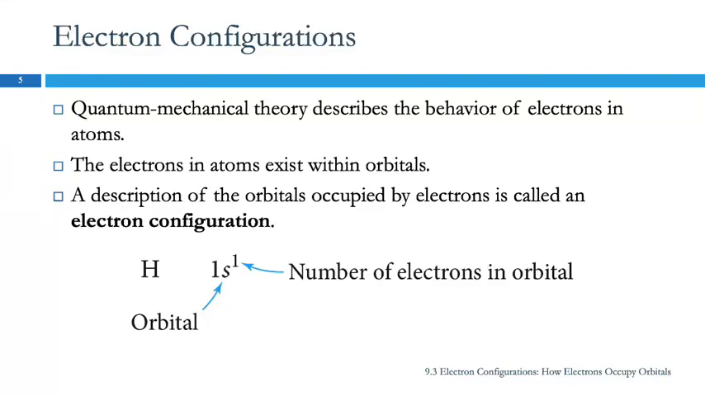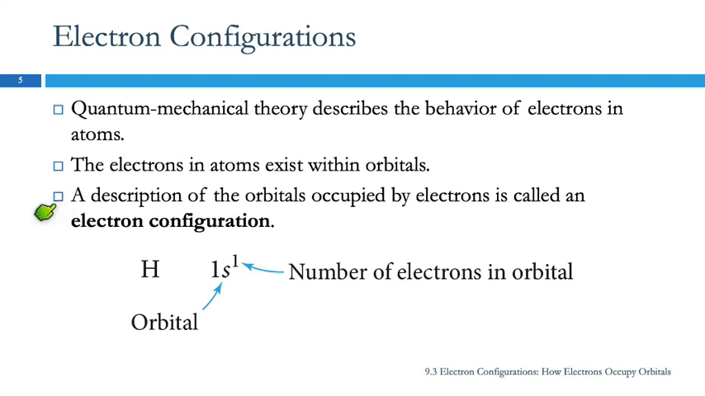Just finished chapter 8, which was about quantum mechanics, and we learned a little bit about the strange behavior of electrons and about things called orbitals. So electrons in atoms exist within orbitals, and those are like regions of space in which an electron is likely to be found.